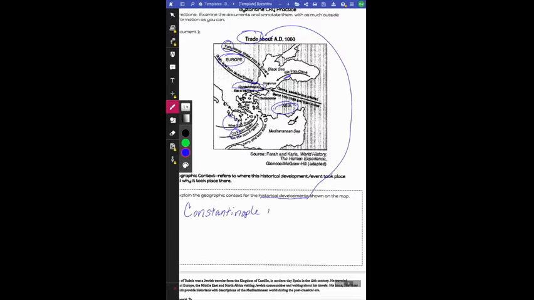Constantinople is geographically located between Europe, Africa, and Asia, allowing for lots of trade.